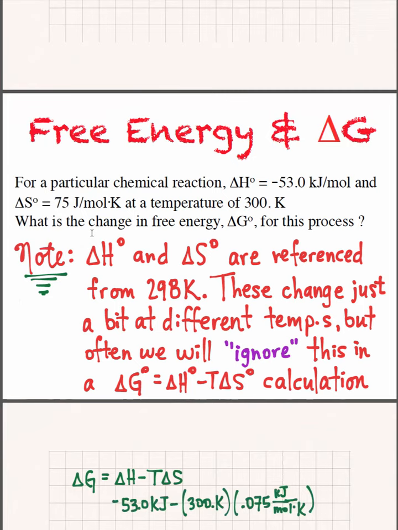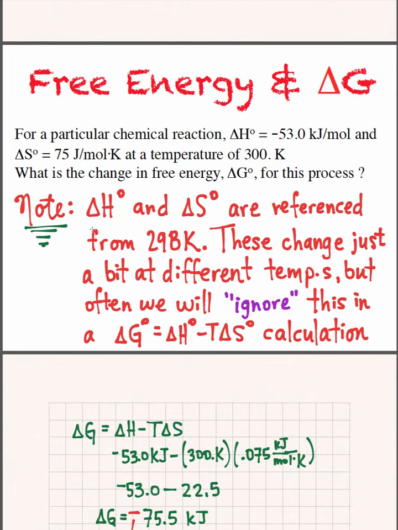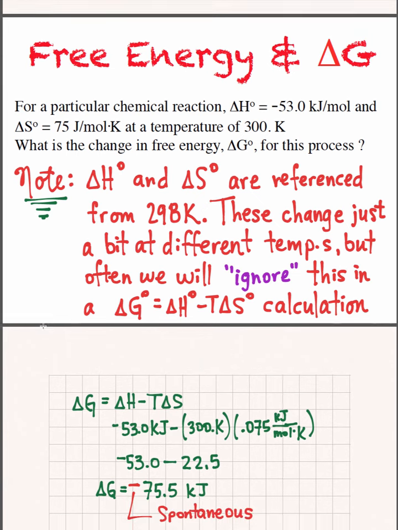It's so much fun. A particular chemical reaction has a delta H of negative 53 kilojoules and a delta S of 75 joules. Temperature is 300. What's the free energy change? Well, oh yeah, by the way, delta H and delta S are tabulated for us in tables for particular formations. But they do change slightly when we move away from standard temperature, but they don't change that much. So usually we actually ignore that.